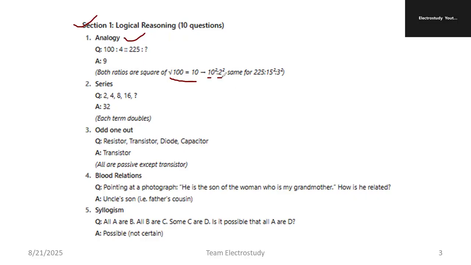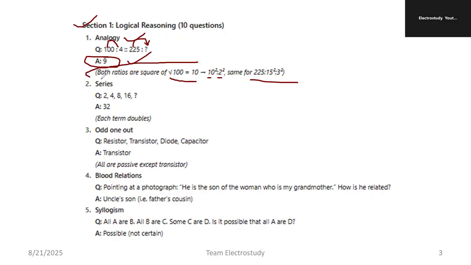Similarly, 2 square. Then 225 means what? 225 will be written in the form of 15 square, then 3 square. The answer is 9. I hope you understood. So identify the relation between 100 and 4, then you find out the relation between 225 and the unknown number. Correct? So the same relation can be applied here.